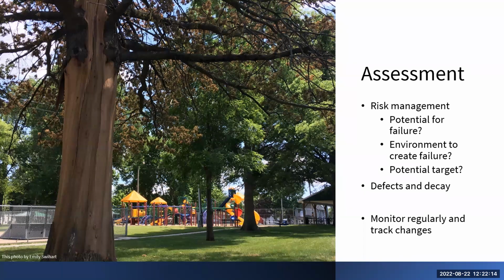Co-dominant leaders, I see this a lot. A lot of our trees have co-dominant or multiple dominant leaders. Again, that goes back to that branch angle. They often have a narrow branch angle where they have met each other, and that's a point of potential failure.